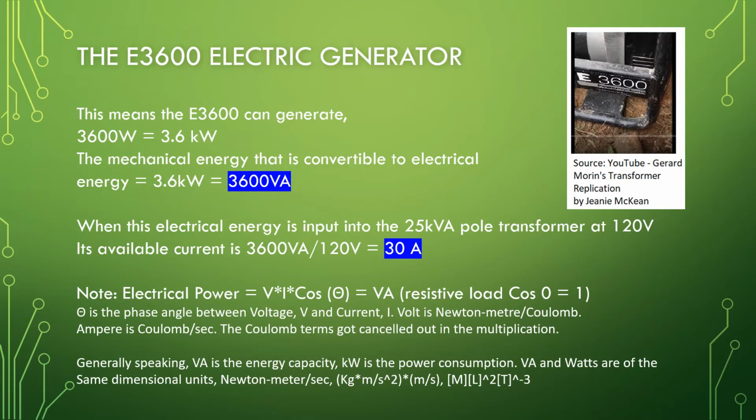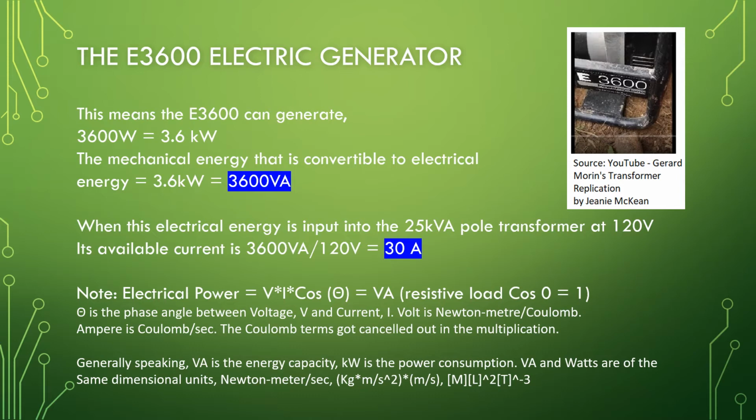Note: electric power equals V times I times cosine theta equals VA. Resistive load, cosine 0 equals 1. Theta is the phase angle between voltage V and current I. Voltage is Newton meter per coulomb. Ampere is coulomb per second. The coulomb terms get cancelled out in the multiplication.